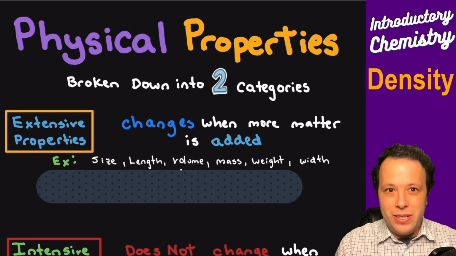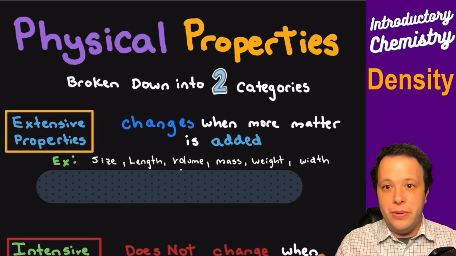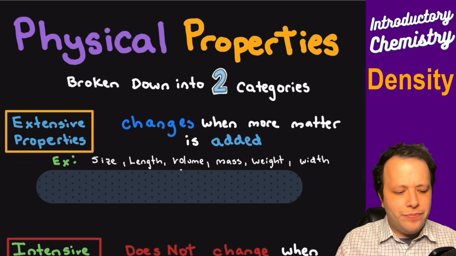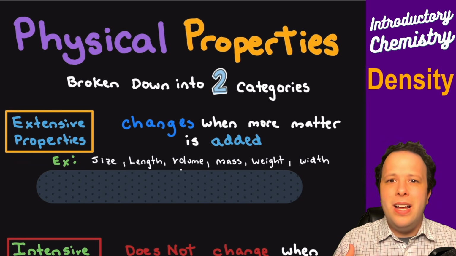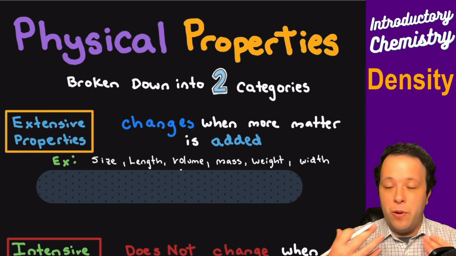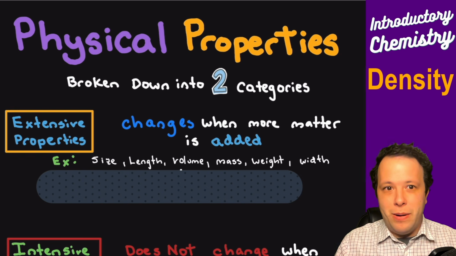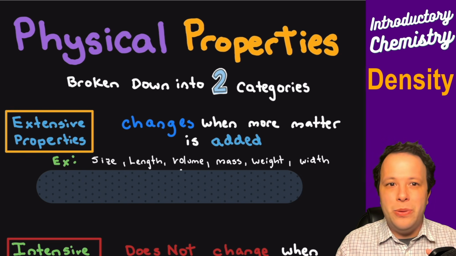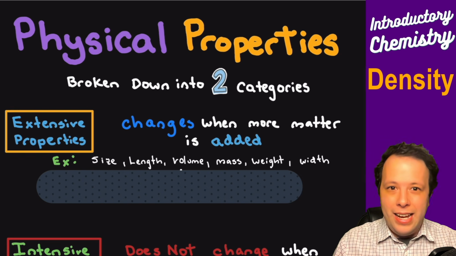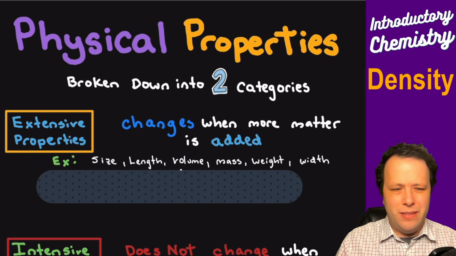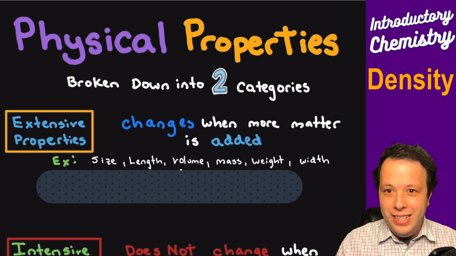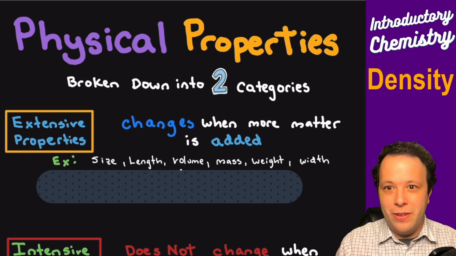So the first one is essentially anything you can usually do in the lab. Extensive properties are ones that change if you add more matter to it. You just keep adding things to it, and that's going to change that property. So for example, size, length, volume, mass, weight, width, all those things can increase if you add more of whatever the object is.